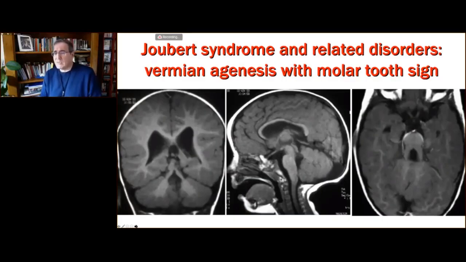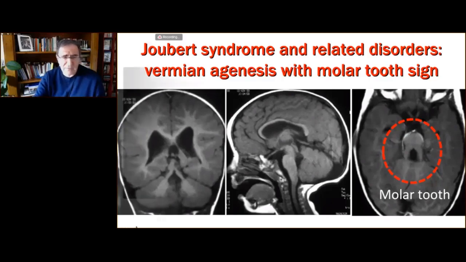Postnatally, the hypoplasia of the cerebellar peduncles results in that very, very typical appearance that Simon has well described before, which is called the molar tooth, which is not specific only to Joubert syndrome, but also to other conditions of vermian hypoplasia. But it is a very typical finding.